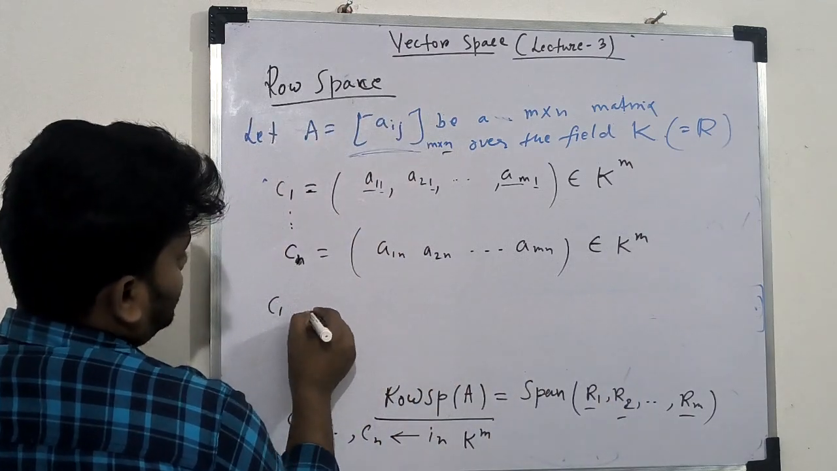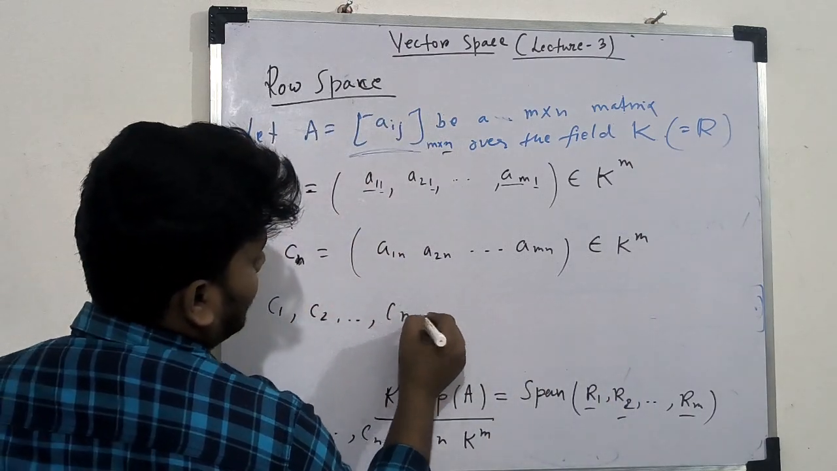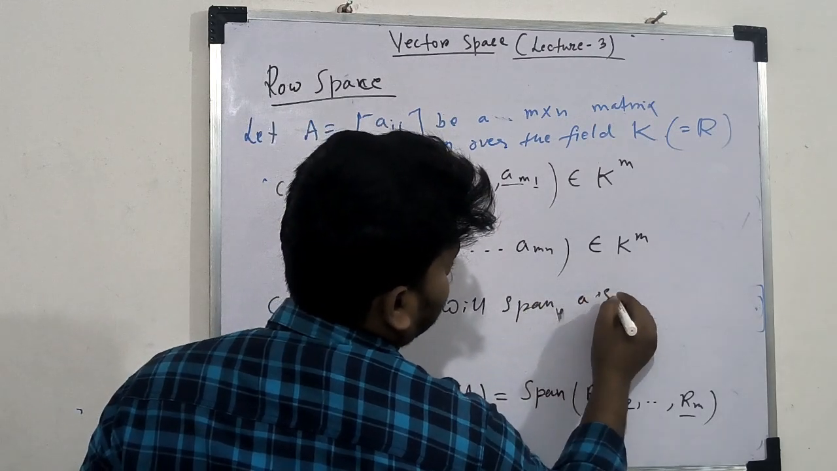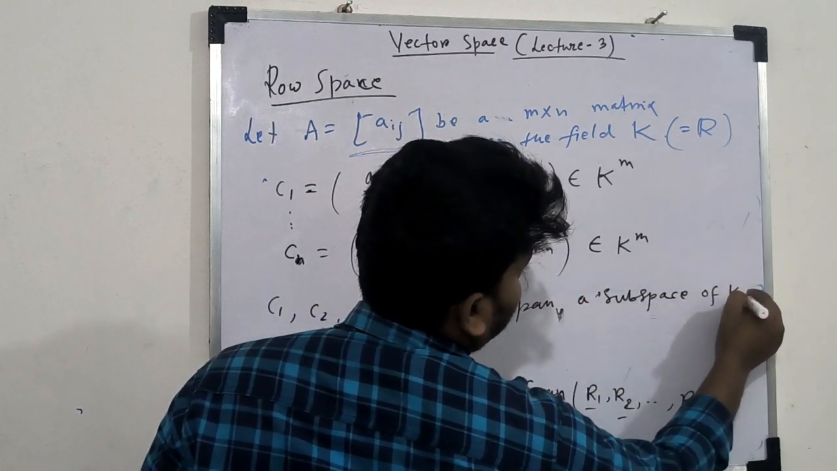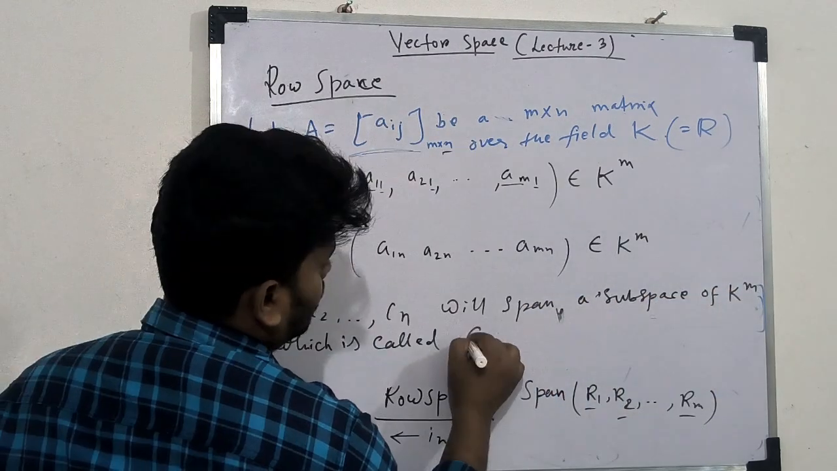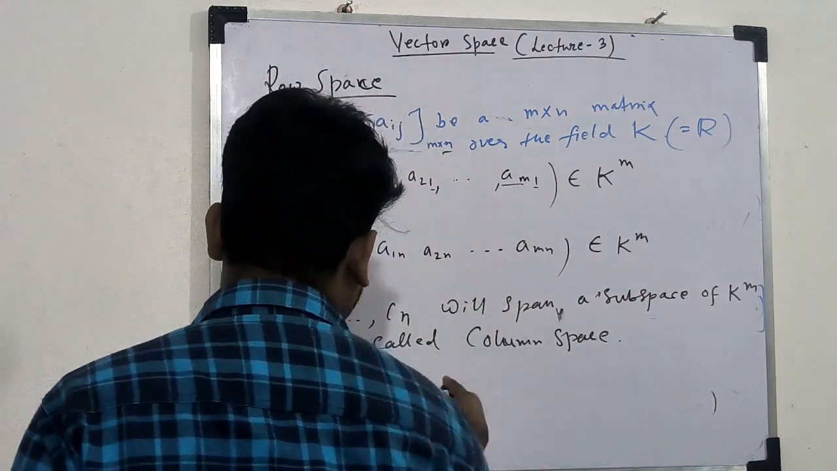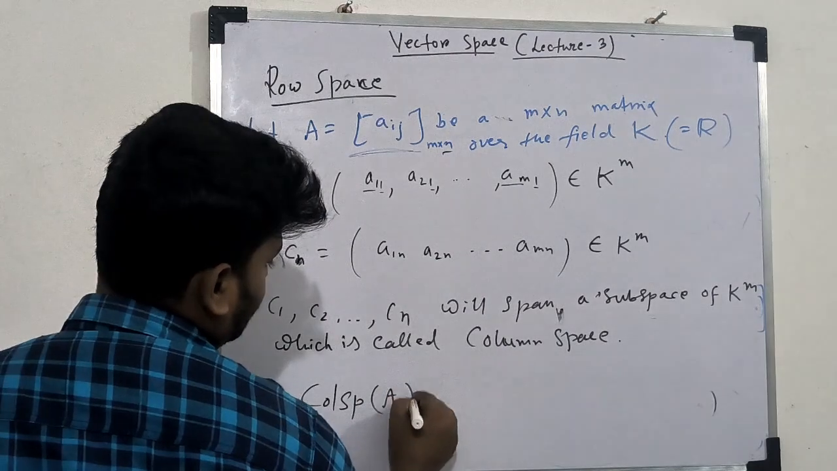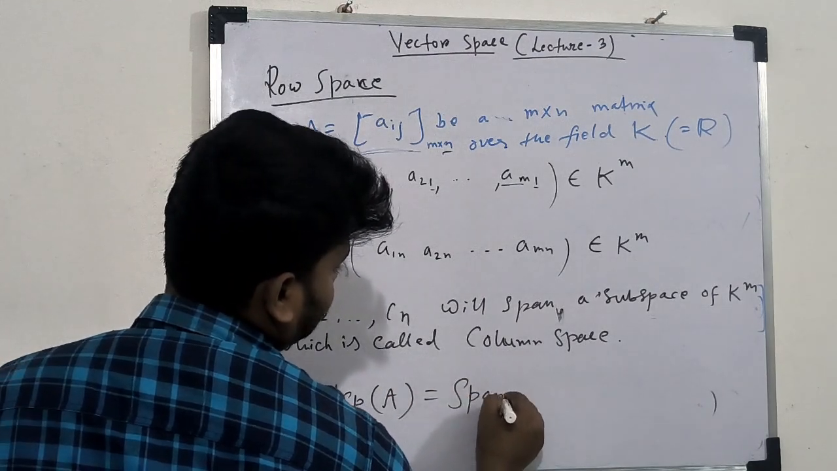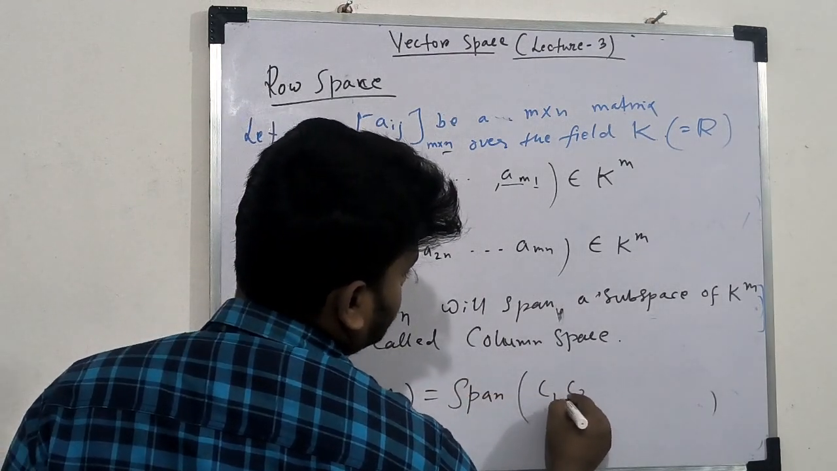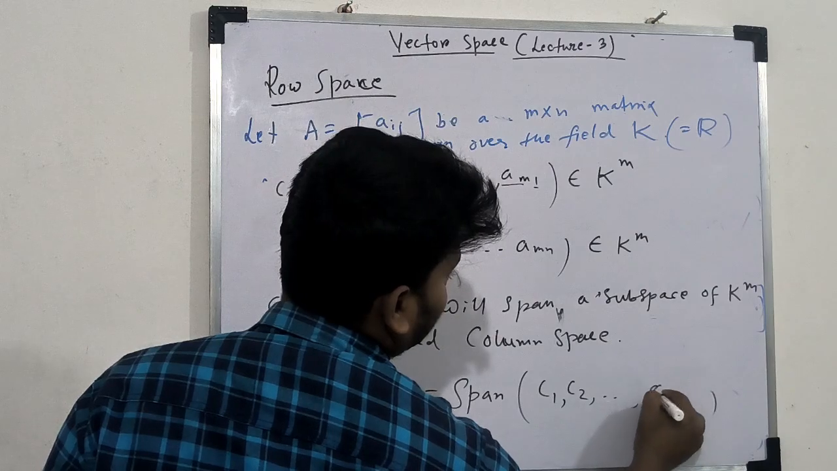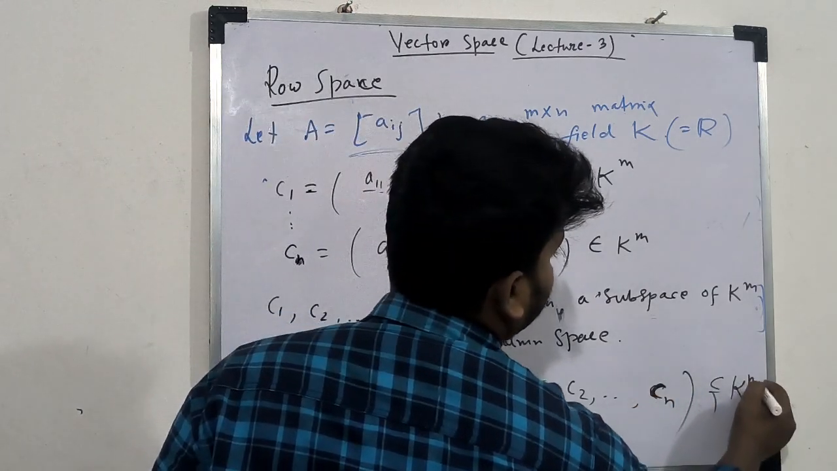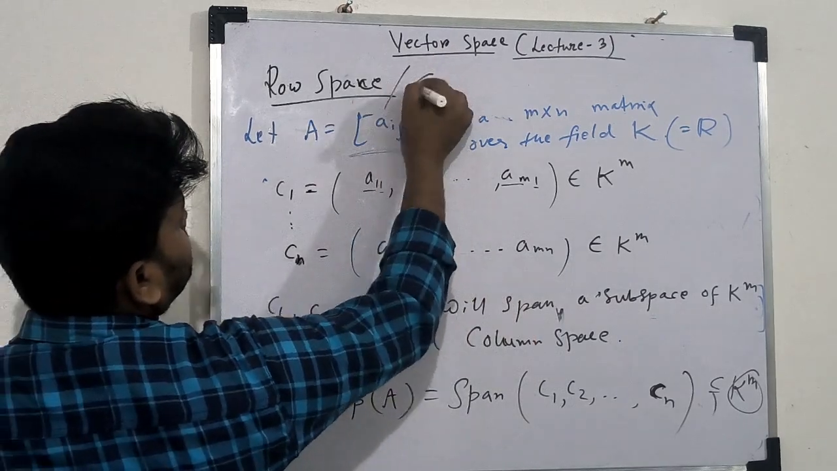So these vectors C1, C2, ..., Cn will span a subspace of Km, which is called the column space. Okay. The column space is denoted as the column space of A, the span of C1, C2, ..., Cn. Okay. So this is a subspace of Km. So this is row space and column space.